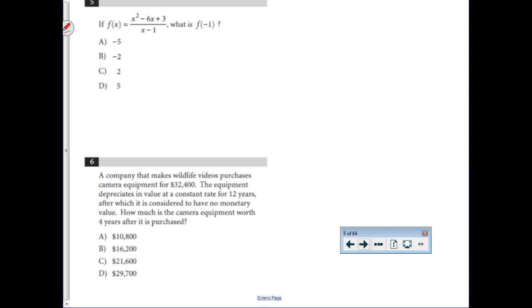Where are we at here? Number 5. Now notice, guys, even with me talking, we've just dropped through quite a few questions in a very little amount of time, so I think we're good on time. We have a function, and they want me to evaluate f of -1, which means I'm supposed to substitute in -1. Remember, this is a non-calculator question, so it does all have to be up in the noggin.